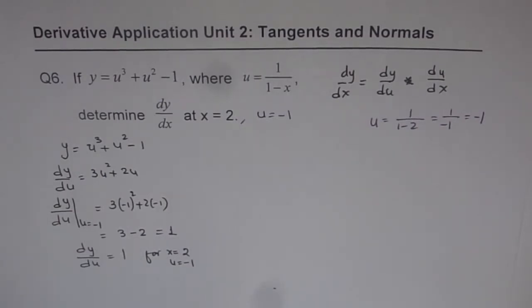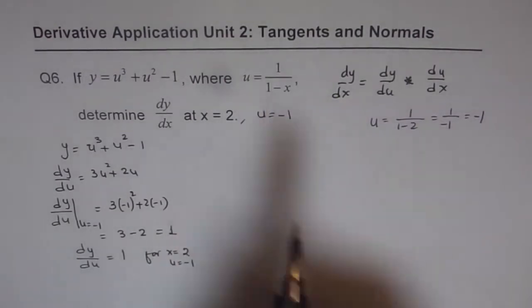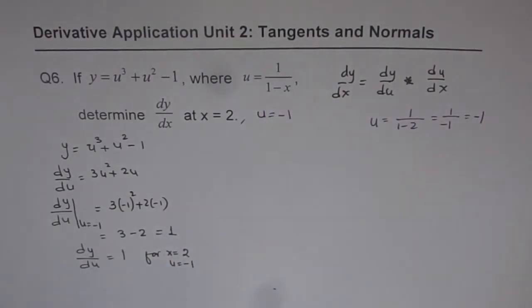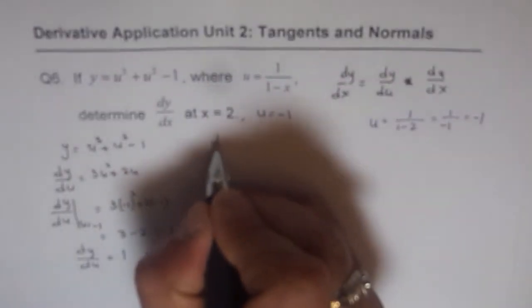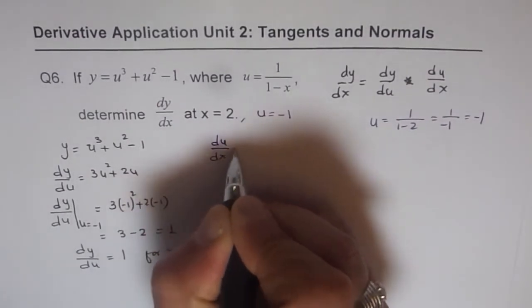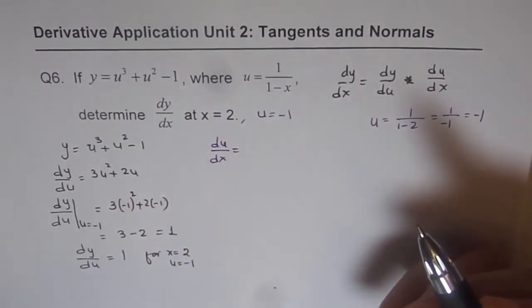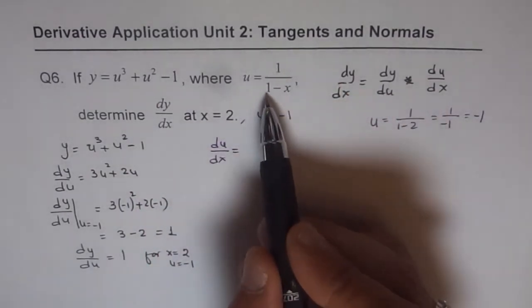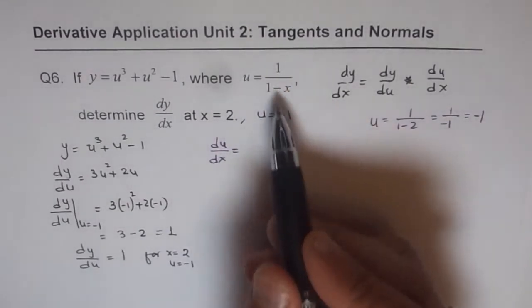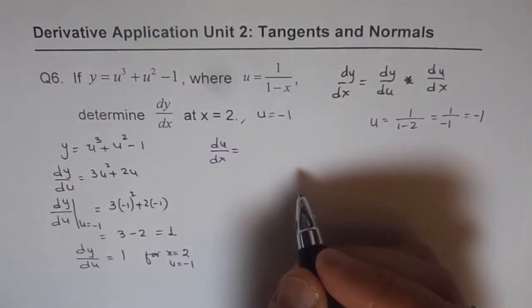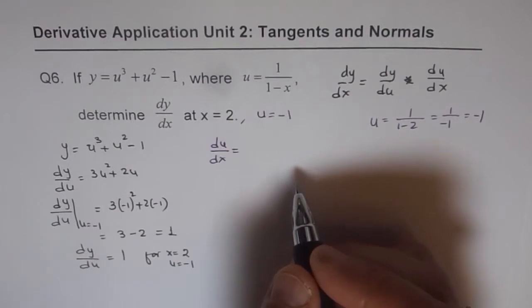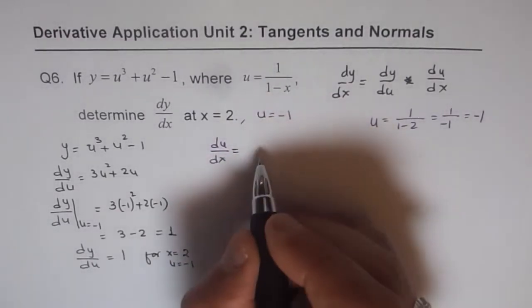So we have done half of the question. The next half is, let's find what du/dx is. So du/dx is equal to, we can apply the quotient rule, right? You could also write this as 1 minus x to the power of minus 1 and apply the power rule, but we'll apply the quotient rule for the time being.